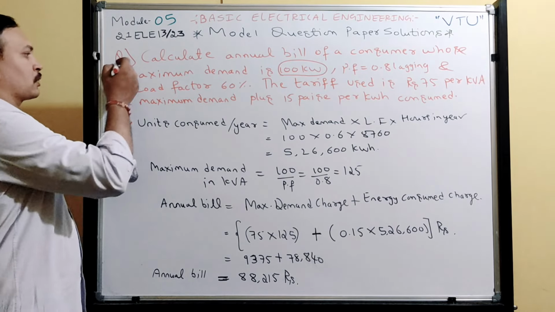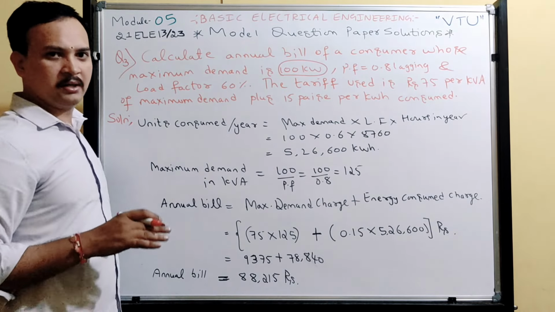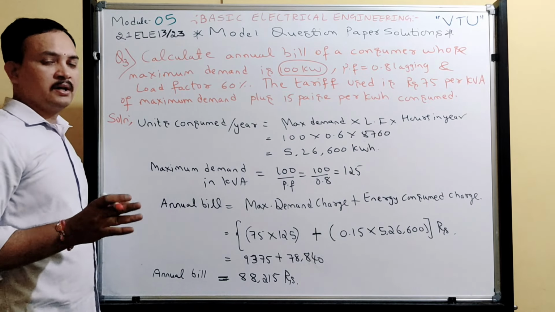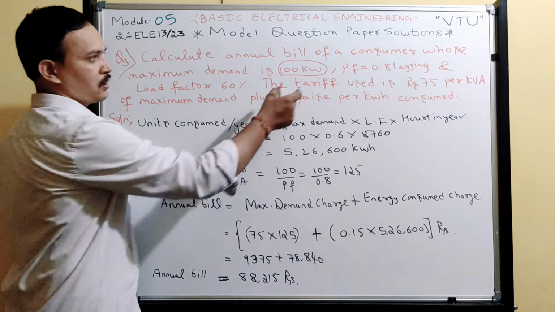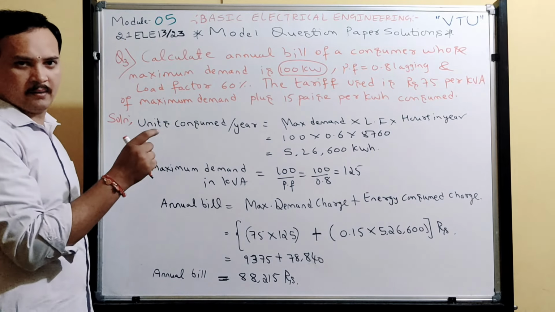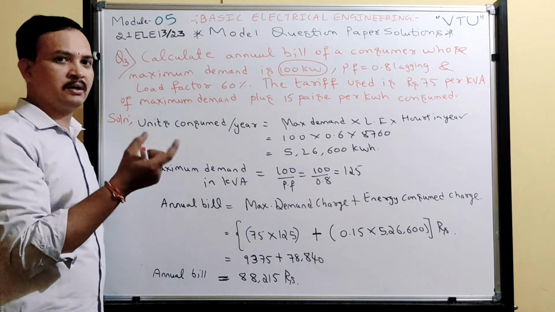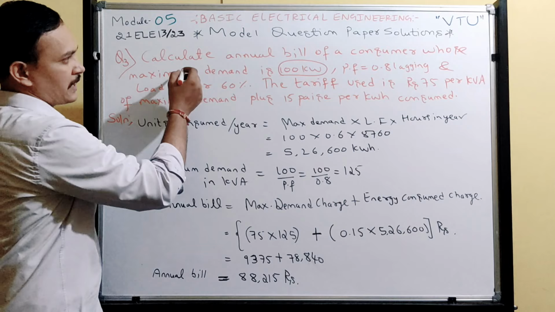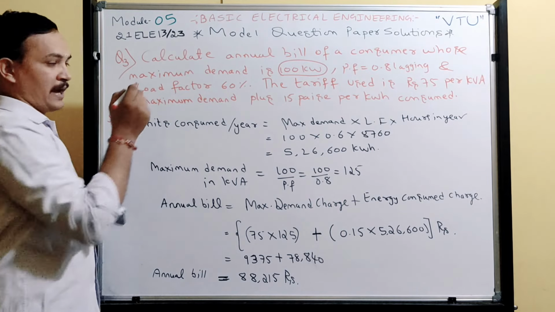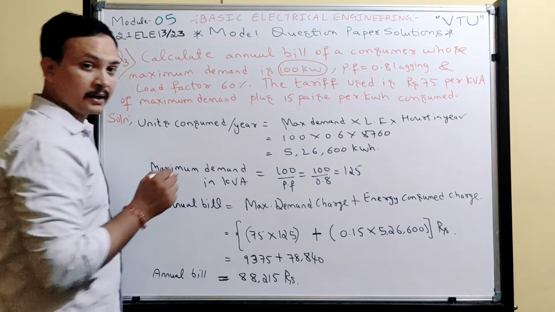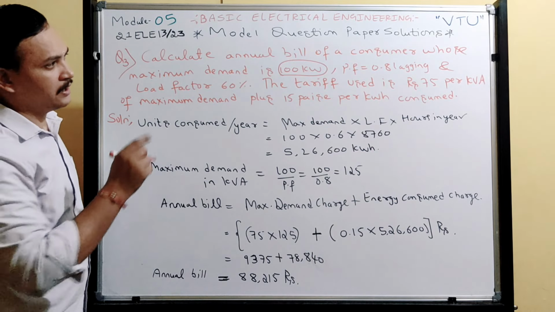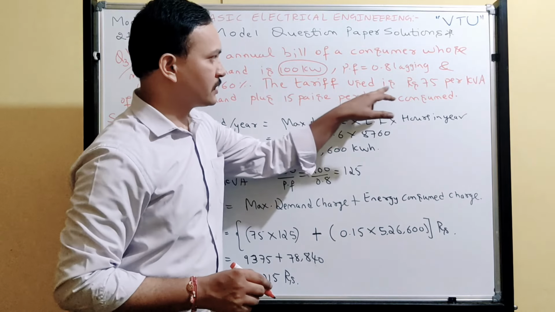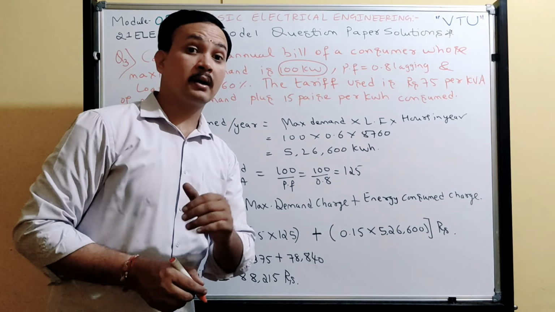Okay friends, now we can solve question number 3. It is similar to question number 1 but with slight changes. In the first problem they gave the cost per maximum demand, but in this problem they have not; they have given it in kVA. Let me read the question. Calculate the annual bill of the consumer whose maximum demand is 100 kilowatt, power factor is 0.8 and load factor is 60%. The tariff used is rupees 75 per kVA.